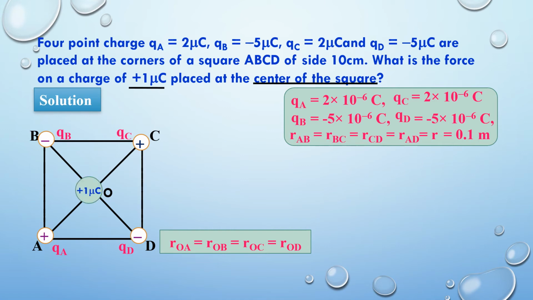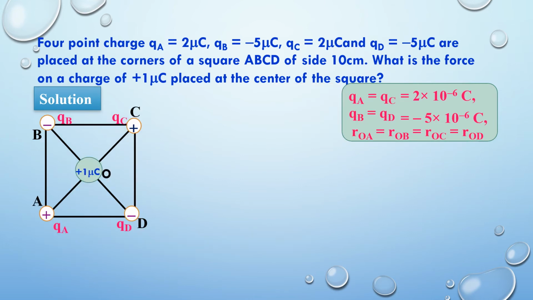So you are now supposed to find out what will be the force on the charge at the center due to A, then find what is the force on the charge at the center due to B, then find what is the force on the charge at the center due to C, and the same with respect to D. So first we'll find out the force on Q naught due to QA.